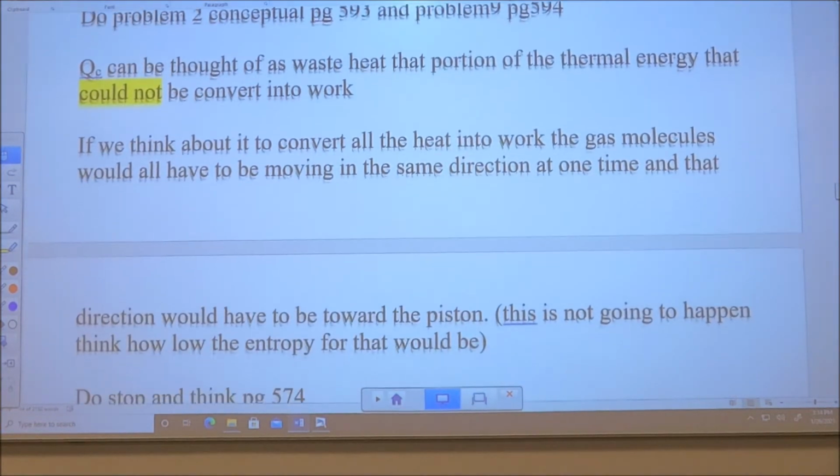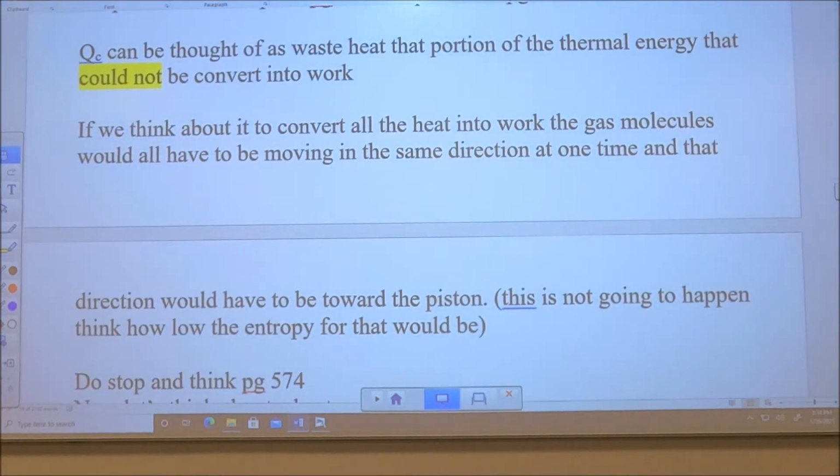You can think about Q_C as being the waste heat, that portion of the thermal energy that could not be converted into work. To convert all the heat energy, all the gas particles would all have to be moving in the same direction at the same time. So we're going to look at the stop and think on page 574 in your textbook.